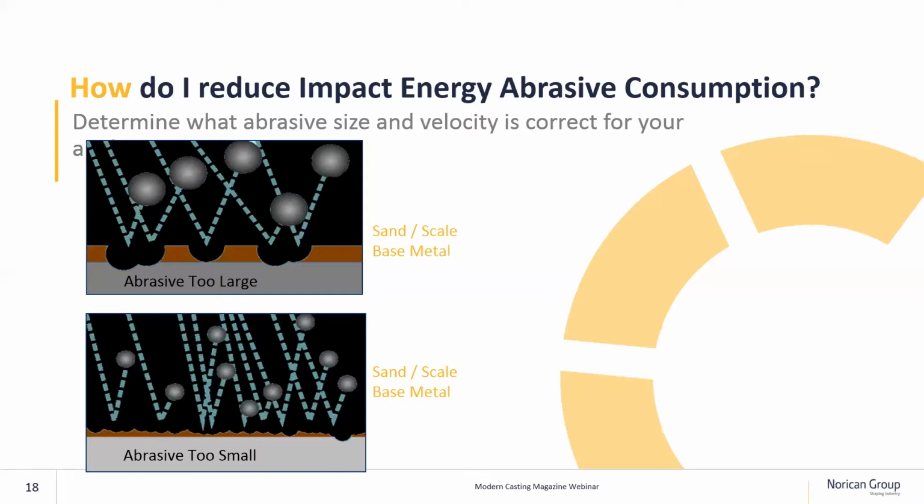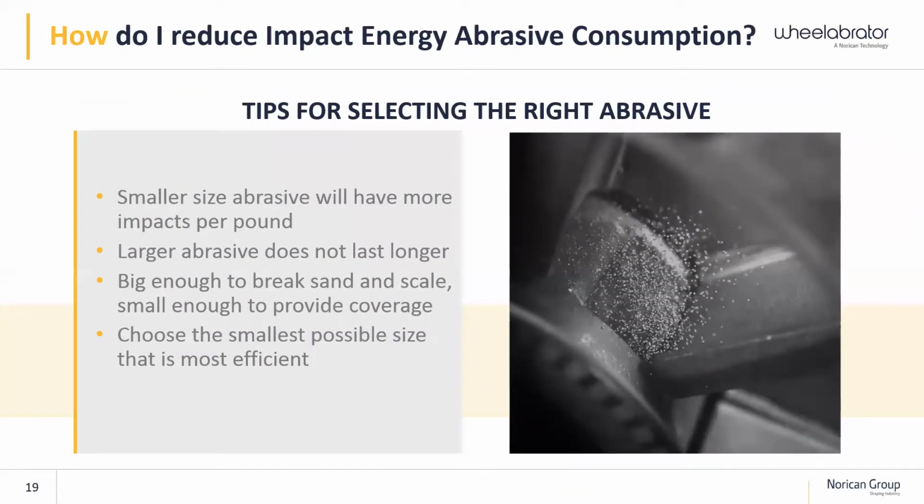That's not good. And then on the slide right below that, if we have BBs that are too small, we may not be able to break through whatever it is we're trying to get through, sand or scale. We're not going to remove it all. Our impact energy just isn't there. So how do we balance all of that out?